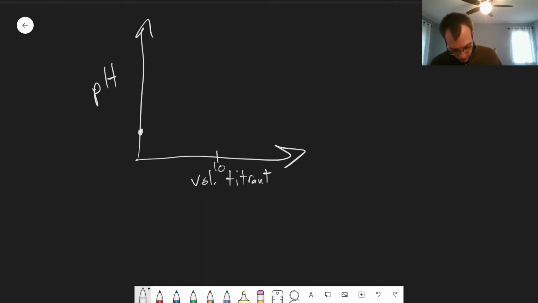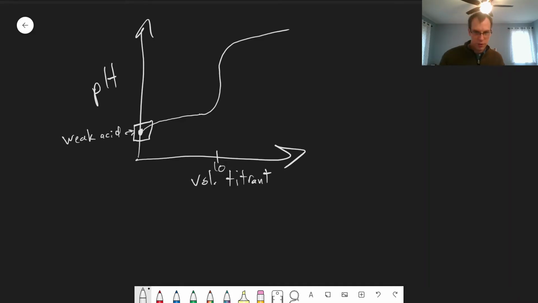And we're going to have a sort of similar shape to our curve. It won't be quite as steep as it was for the strong acid, strong base. And just to remember what's happening at each point: at the beginning of the titration, we just have our weak acid in solution. And so we know how to solve that, right? That's going to be Ka equals x squared over F minus x, just controlled by the Ka.